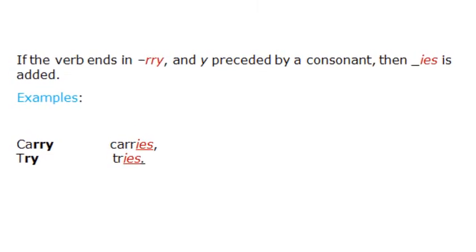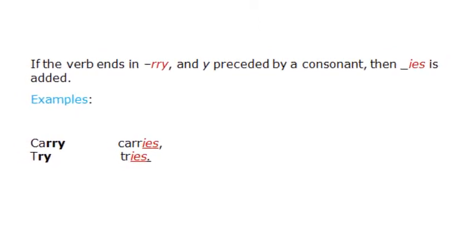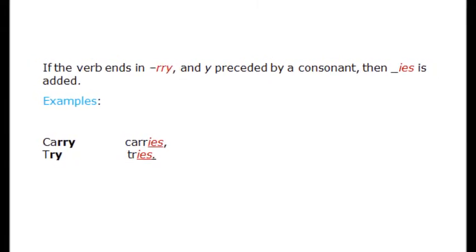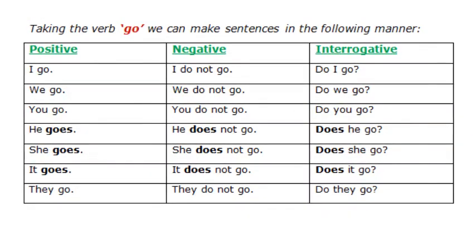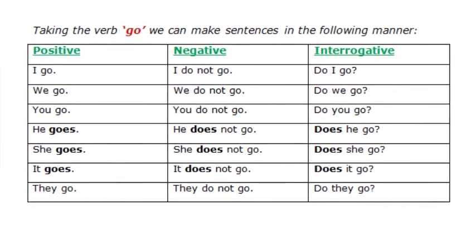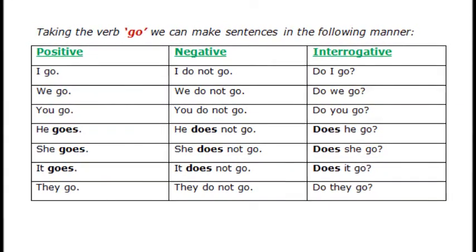So, we have to be very careful when we need to write S form to the main verb for third person singulars in simple present tense. Now you can make sentences in simple present tense positive, negative or interrogative by taking your own example. Any verb. For example, go, I go, we go, you go, he goes, she goes, it goes, they go.